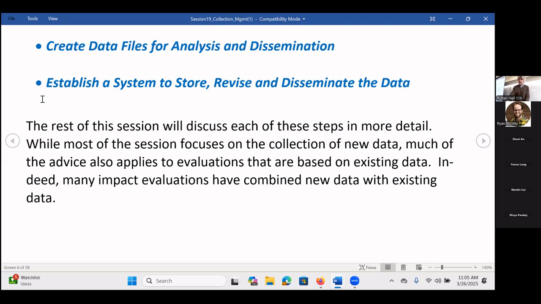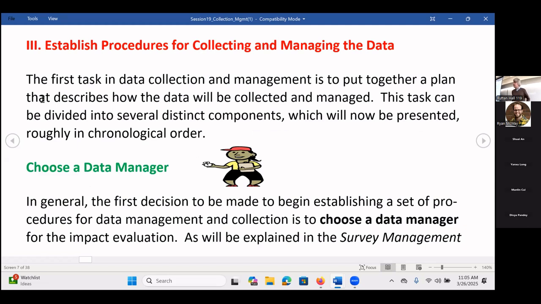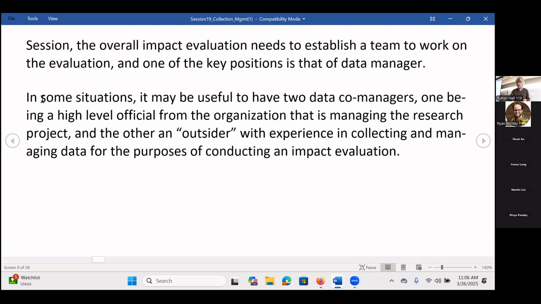Okay, all right, so let's start with the first step, establishing procedures for data collection and managing the data. First, if you've got sufficient funds, ideally you set up a team to do things. So the first thing during data collection is to set up a data manager type person who will oversee all the steps in collecting the data and checking it and so forth. If you've got the funding, you'll choose a data manager. In fact, if you have even more money, you might want to have two data managers or co-managers.